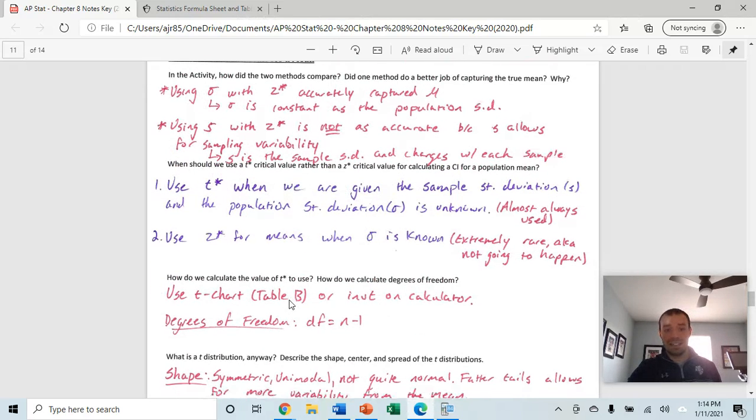So how do we calculate t star, and how do we calculate the degrees of freedom? We're actually going to be using that same chart that we were using to get critical values for z. But we have this thing called degrees of freedom, calculated by taking n minus 1, n being your sample size. So when we're dealing with a mean problem, we first determine the degrees of freedom, then go to our table, find the degrees of freedom, and find the critical value, or we can use inverse t on the calculator.